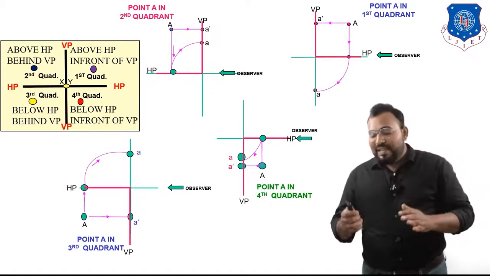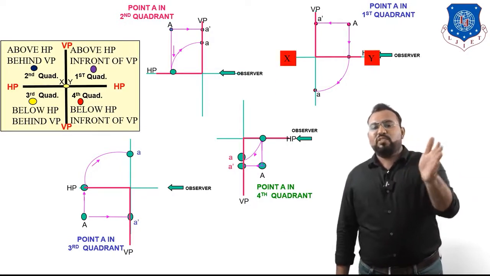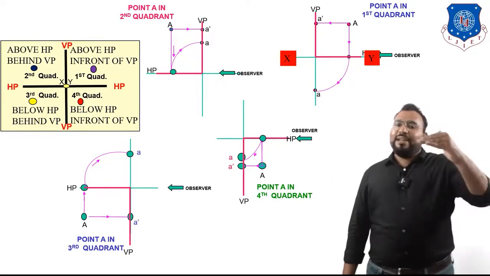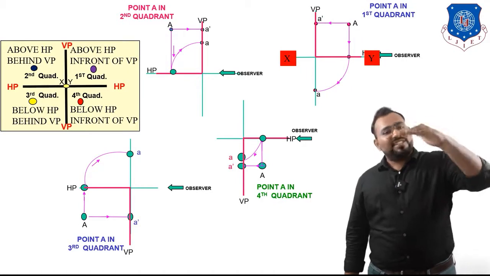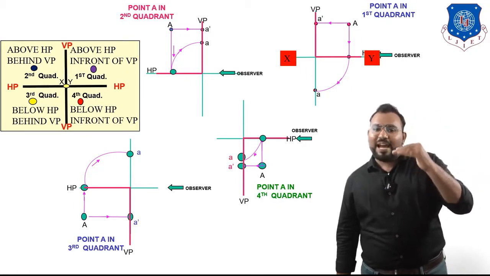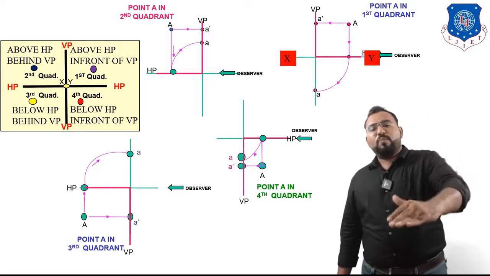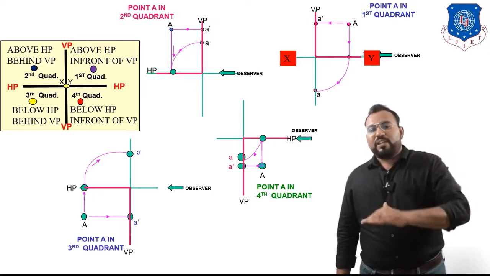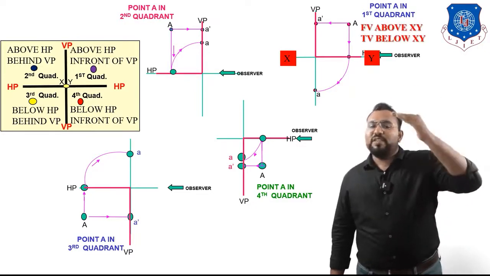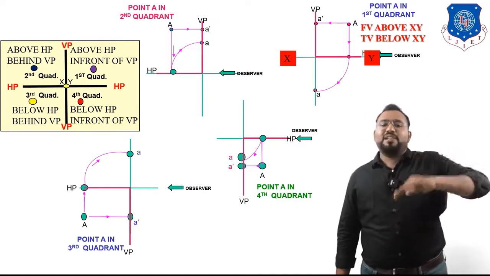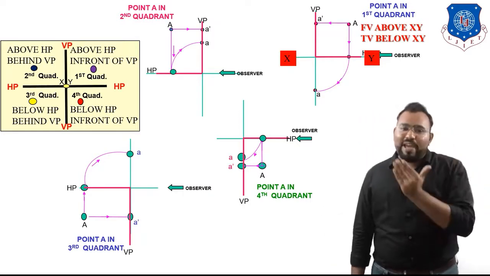Now let us write some summary over here. Let us look at the first quadrant. Let us assign XY. So this is the XY line. Now can you tell me the position of A dash and A with reference to the XY line? A dash is the front view, and small a is the top view. So can you tell me the position of front view and top view in the first quadrant with respect to XY? Yes, you can see that the front view, which is A dash, is above the XY line, and the top view, which is small letter a, is below the XY line. So in the first quadrant, front view is above the XY line and top view is below the XY line.